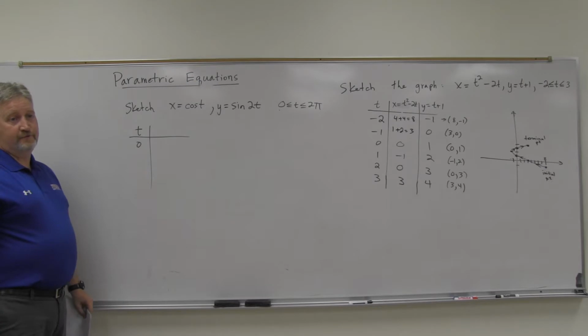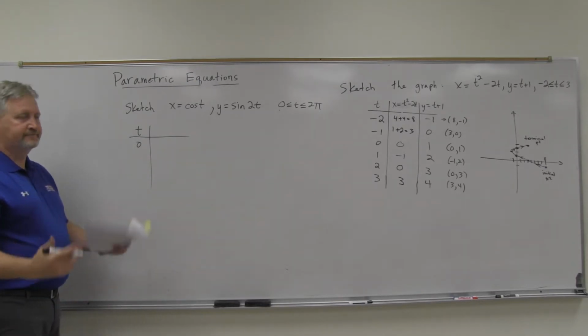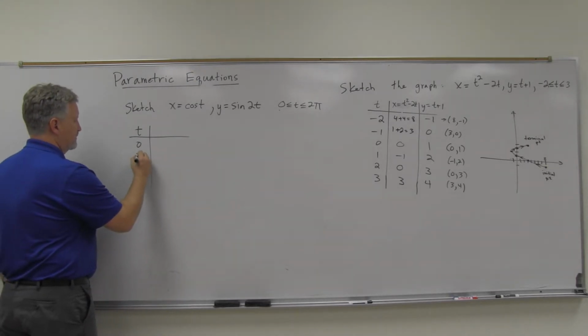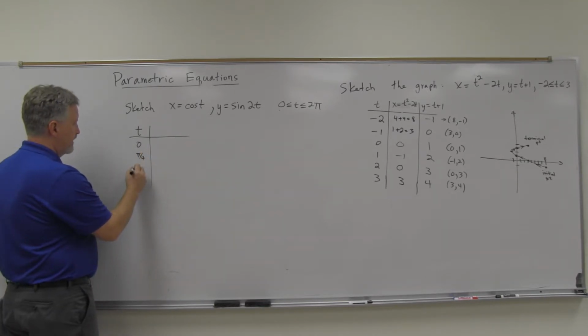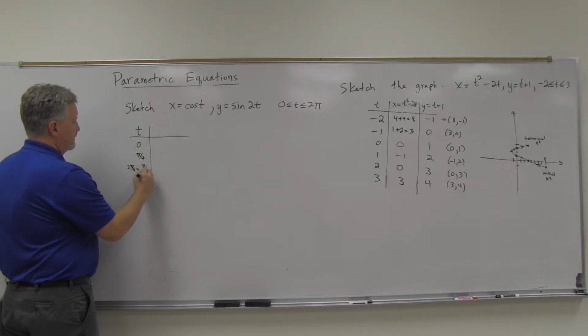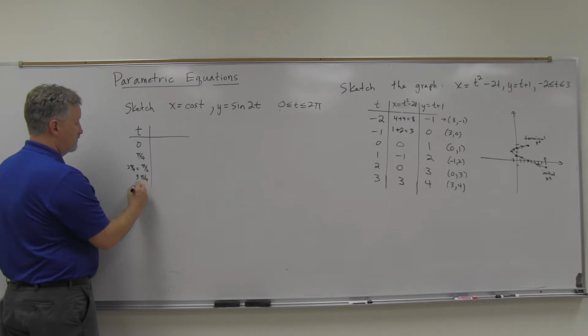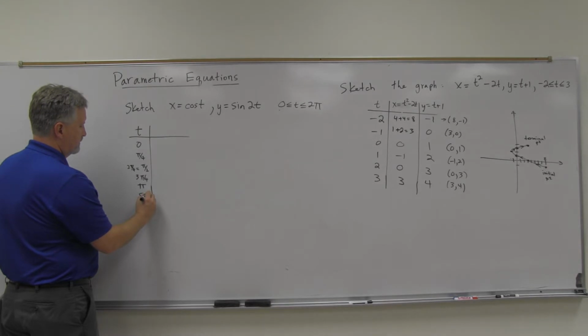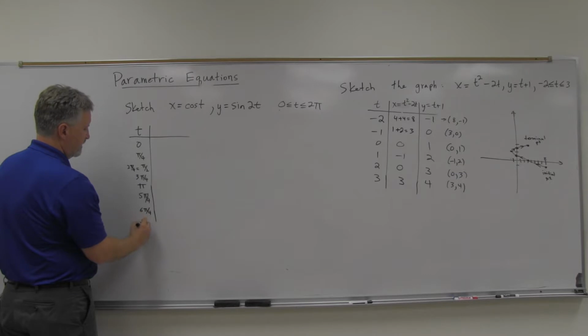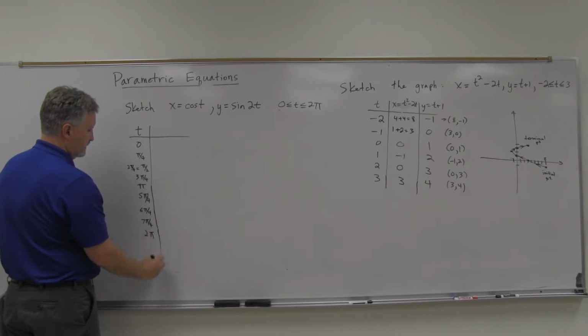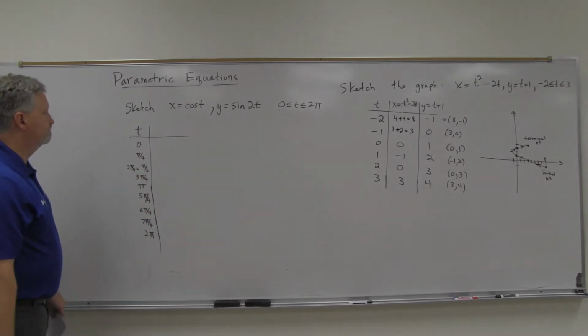I did it by pi over 4, since pi over 2 may not be quite enough. So go by pi over 4s. So 1 pi over 4, 2 pi over 4, which is pi over 2, 3 pi over 4, 4 pi over 4, which is pi, 5 pi over 4, 6 pi over 4, which is 3 pi over 2, 7 pi over 4, and then 8 pi over 4, which is 2 pi. So we just step by pi over 4s.